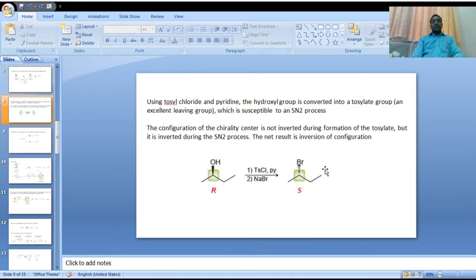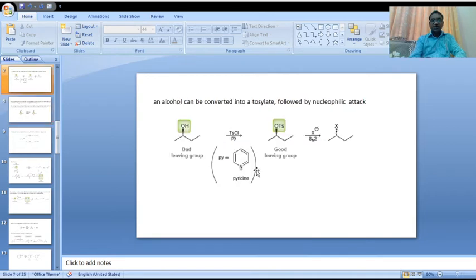Here, using tosyl chloride and pyridine, the hydroxyl group is converted into a tosylate group as an intermediate. Just now we observed this tosylate intermediate. The hydroxyl group on reaction with tosyl chloride in the presence of pyridine is converted into the tosylate intermediate.